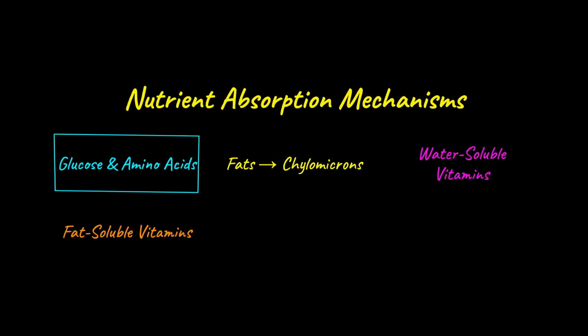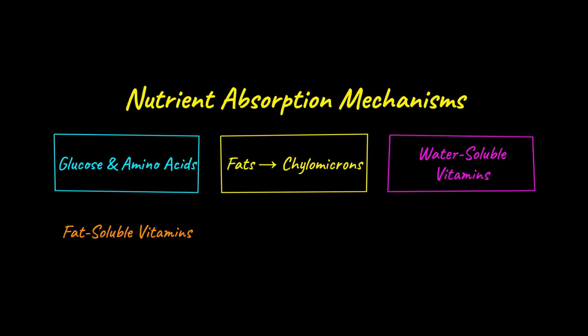Different nutrients use different pathways. Glucose and amino acids travel via carrier proteins coupled to sodium gradients. Fats are emulsified by bile, absorbed into intestinal cells, and repackaged as chylomicrons that enter the lymphatic system. Water-soluble vitamins use diffusion or carriers, while fat-soluble vitamins follow the same route as fats.